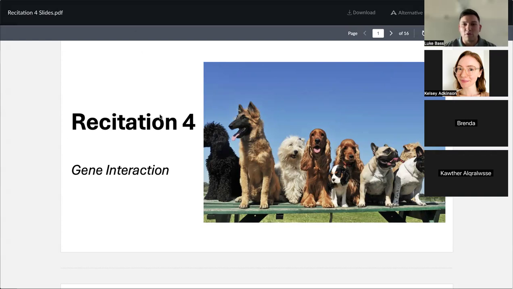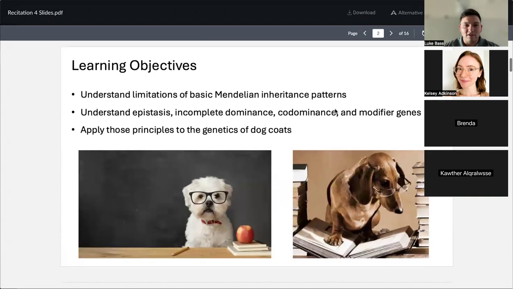So of course we're looking at gene interaction or non-Mendelian inheritance patterns, and specifically we wanted to look at dog colorings. So how the coat, both the coloring and the characteristics of the coat, may follow gene interaction or non-Mendelian inheritance patterns. With the learning objectives for this recitation, you'll be able to understand limitations of basic Mendelian inheritance patterns. As you can imagine, for more complex animals, even for dogs, there are multiple genes that go into some of the phenotypes that you see, such as coat color.